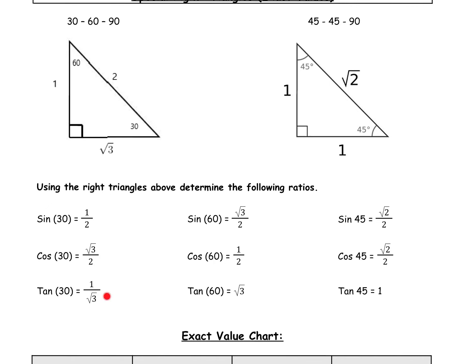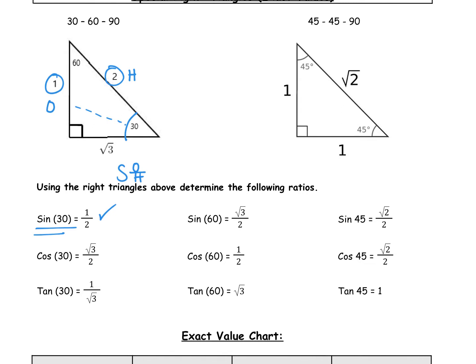So let me just show you where I got a couple of these numbers from, and then we'll move on from there. So let's just say this one, for example, sine of 30. If here is 30 degrees, this is my opposite side, and 2 is my hypotenuse. I know that sine, from SOHCAHTOA, is opposite over hypotenuse. So the opposite is 1, and the hypotenuse is 2. 1/2 works out for me.